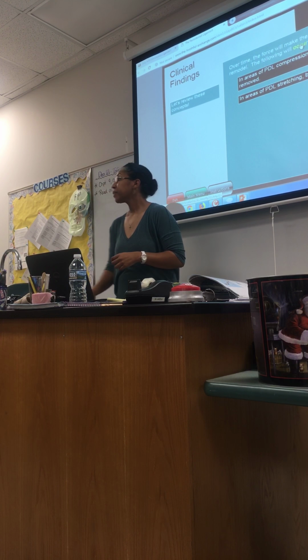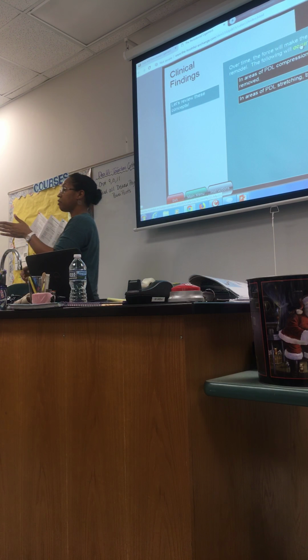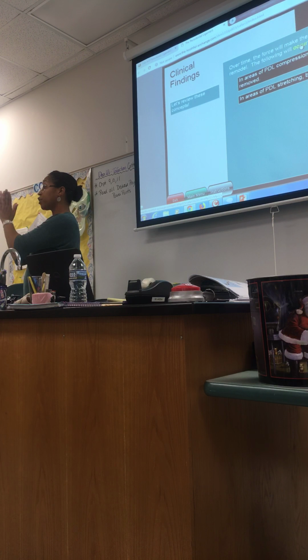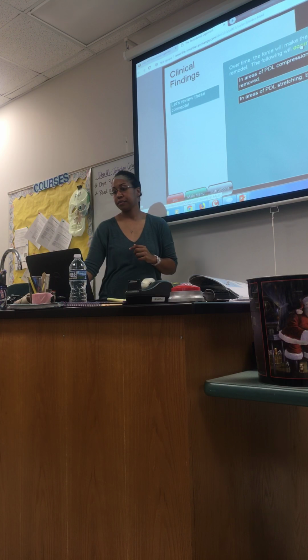So when we have our PDL and our bone, they're either going to be compressed together or they're going to stretch together. They're not going to be vice versa. So you're not going to have PDL stretching and bone compressing, because it doesn't work that way. Our Sharpey's fibers have to attach to our cementum and our bone. So if our bone is being compressed, then our PDL is going to be compressed.